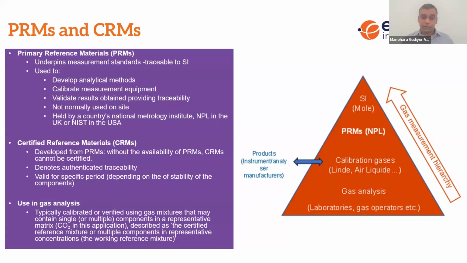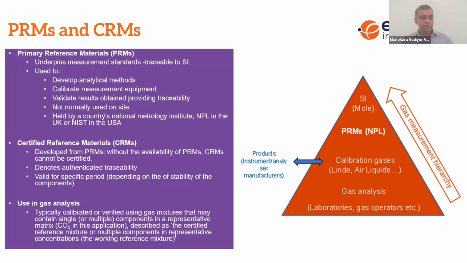If you look at what exactly primary reference materials are, on the left side of the slide, they underpin the measurements and are traceable to SI standards. These can be used for developing analytical methods, calibrating measurement equipment, and validating the results that you get. Generally, these primary reference materials will be held at NMIs, or National Metrology Institutes, by individual countries, which will then be passed on to calibration gas providers. As an example, NPL is responsible for maintaining gas standards within the UK, and it's similar to NIST in the USA. Probably it's the same for VSL in the Netherlands. So, to give you specific examples.